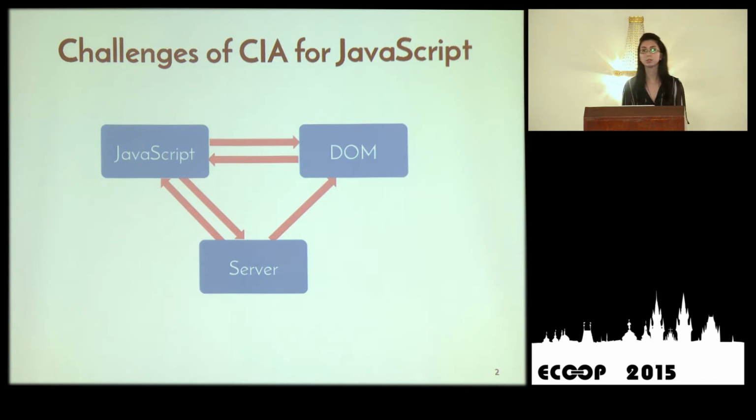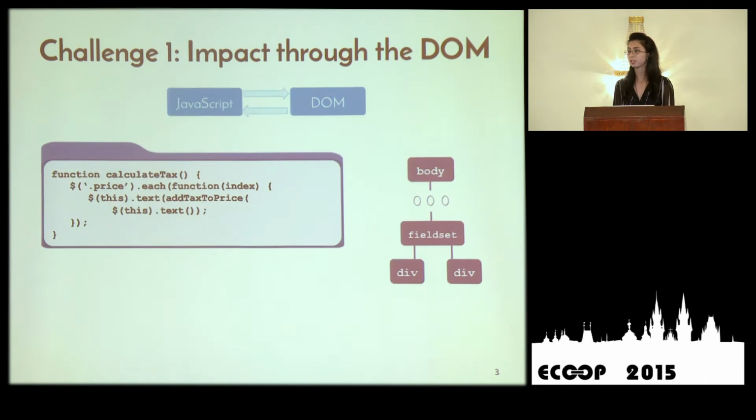So all these different parties and their interactions introduce new types of relations that are often easy to miss in the applications because they're implicit, they're hidden somewhere in the application, but they can transfer the impact through new means in the applications. We're going to discuss some of these challenges here with examples. The first challenge is that the impact can get transferred through the DOM between two JavaScript functions, even though there's no relation between those functions in the code.